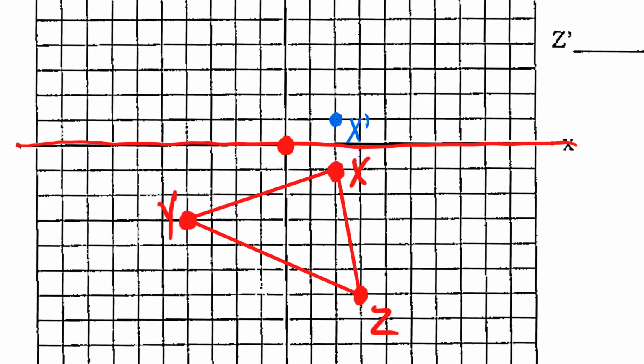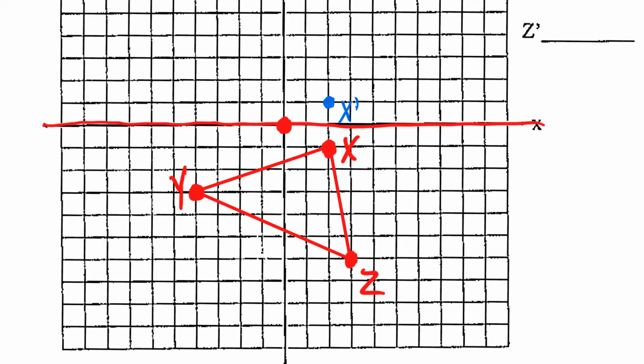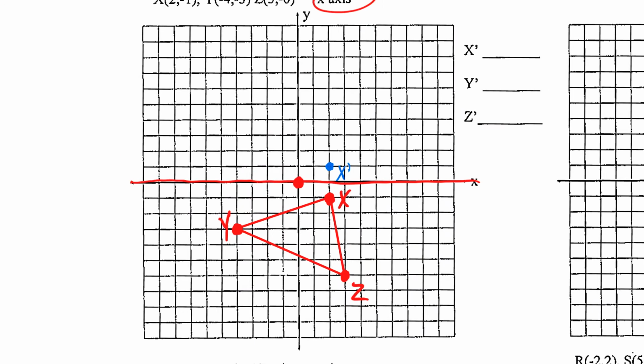All right, now let's count how far Z is from that line. Z is down here, so it's 1, 2, 3, 4, 5, 6. Okay, so it's 6 below. I'm going to flip it 6 above. So along that same line, I'm going to go up 1, 2, 3, 4, 5, 6, and right there.